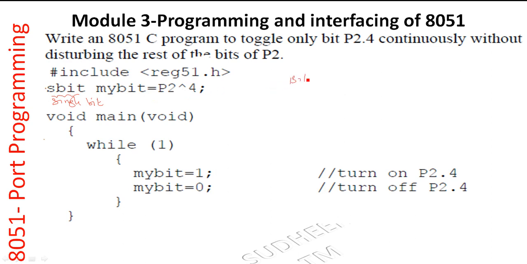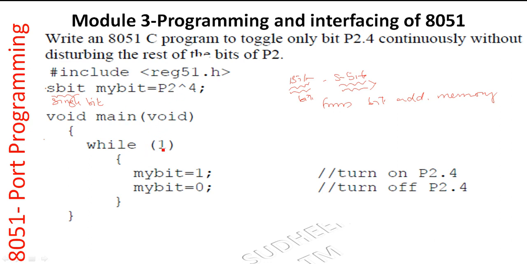So the bit data type and sbit data type you might be knowing. sbit is used for assigning a particular pin of the special function register, and bit is for assigning bits from the bit addressable memory. Okay, so sbit and bit. Here P2.4 is from the special function register. That's why we used sbit here. If you use bit, it will make an error while you compile your programs. So mybit is declared here as port 2's 4th pin. Actually it is the 5th pin, P2.4.